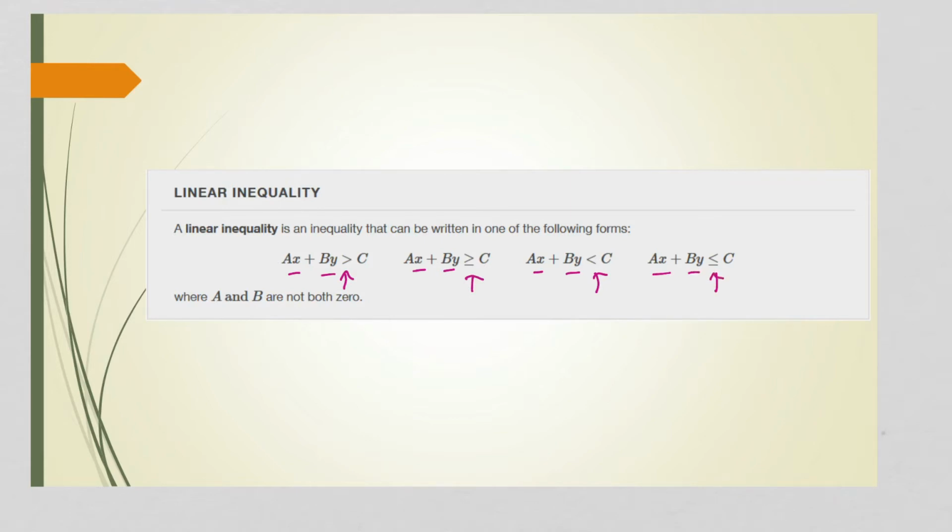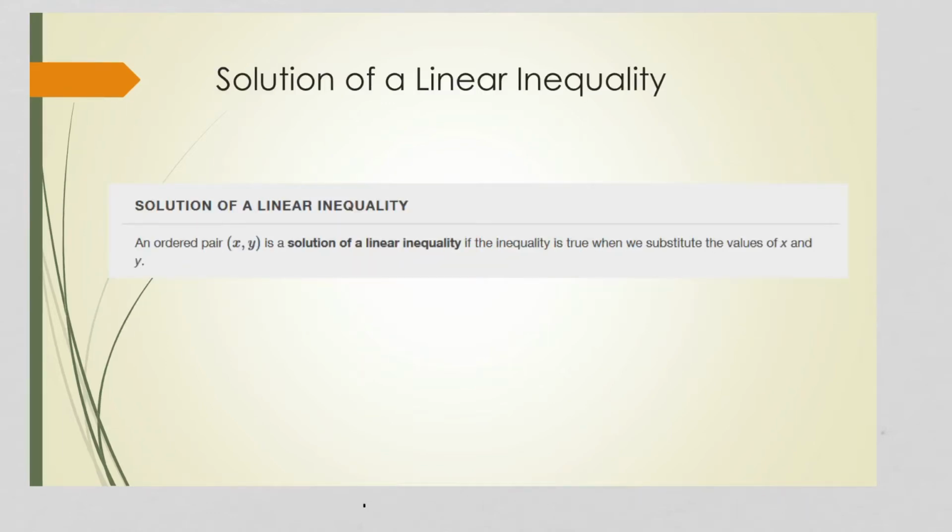A and B are just numbers, and both of them are not zero. One of them can be, but they aren't both zero. A solution of a linear inequality is what makes the statement true when you substitute those values in, and I'm about to show you what this means.